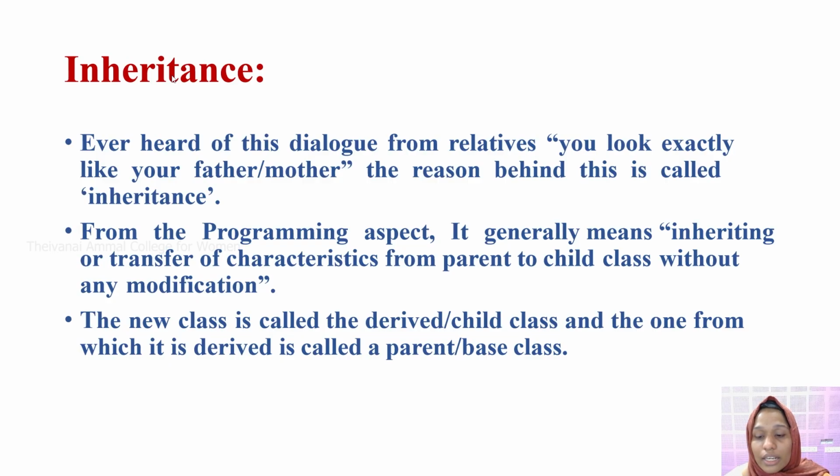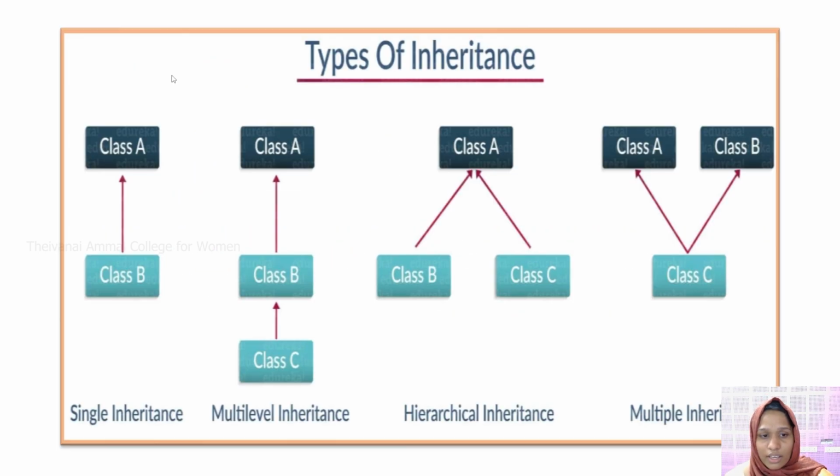Already I told that inheritance is derived from the parent class, like a base class is derived from the child class. And next, we see the types of inheritance. What are the types of inheritance? Mainly, they are single inheritance, multiple inheritance, hierarchical inheritance, and multi-level inheritance.